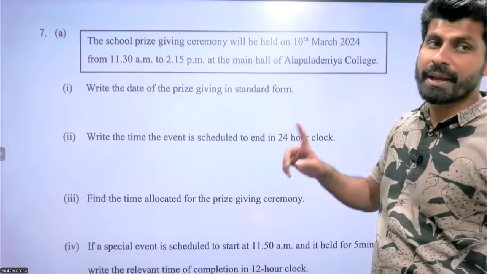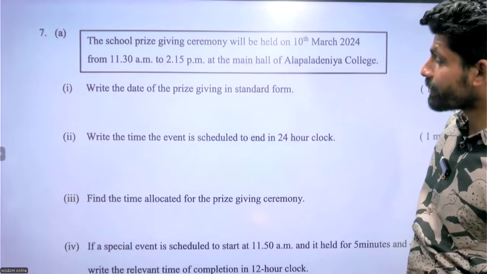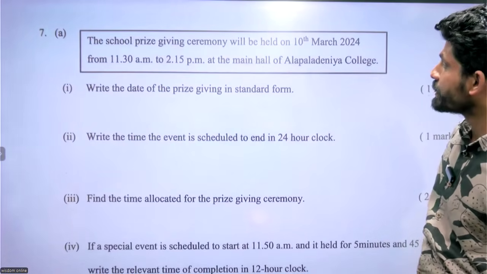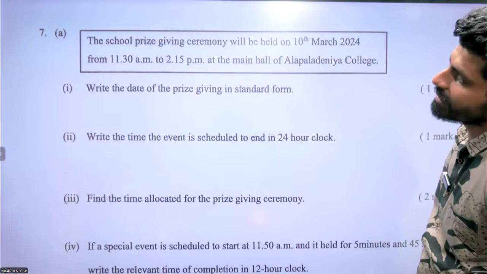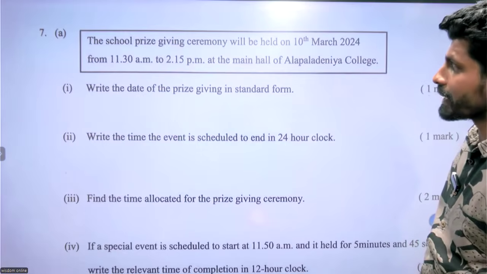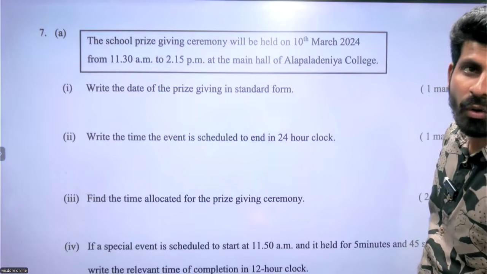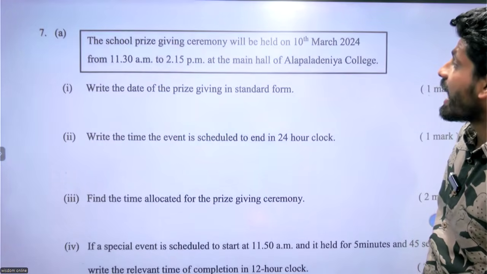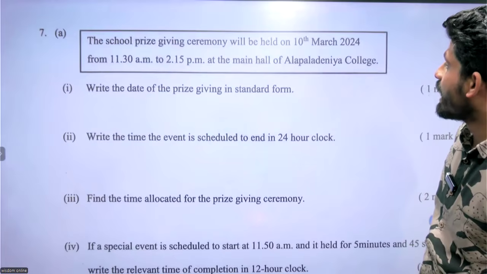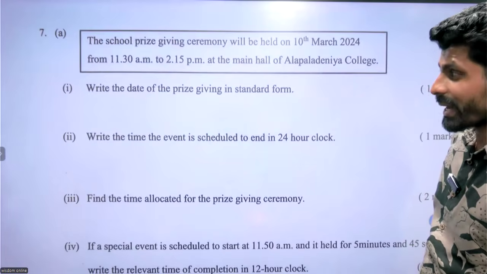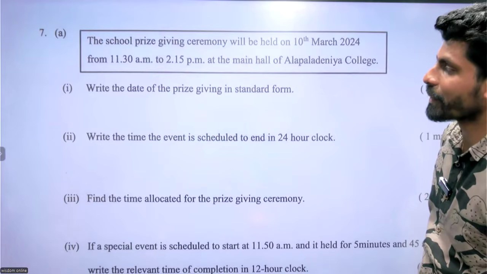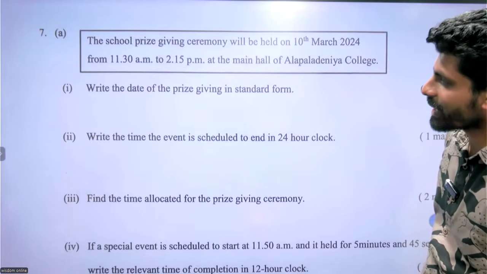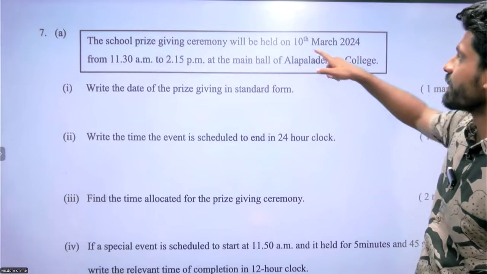The school prize giving ceremony will be held on 10th of March 2024 from 11:30 to 2:15 p.m. at the main hall at Alpha Denia College. Write the date of the prize giving in standard form.